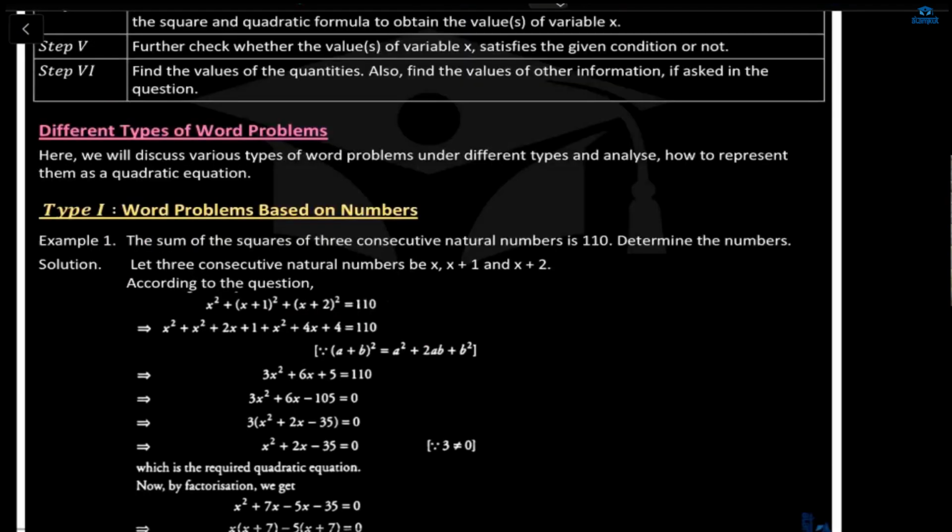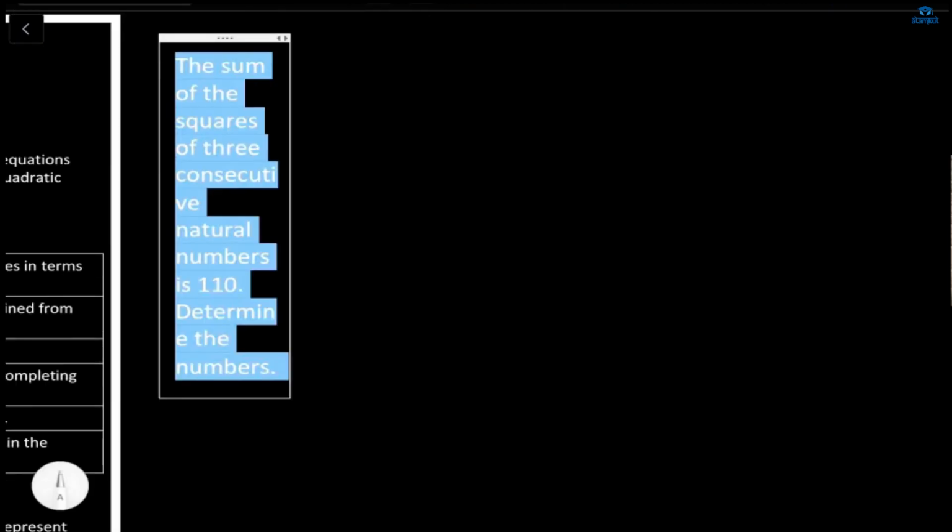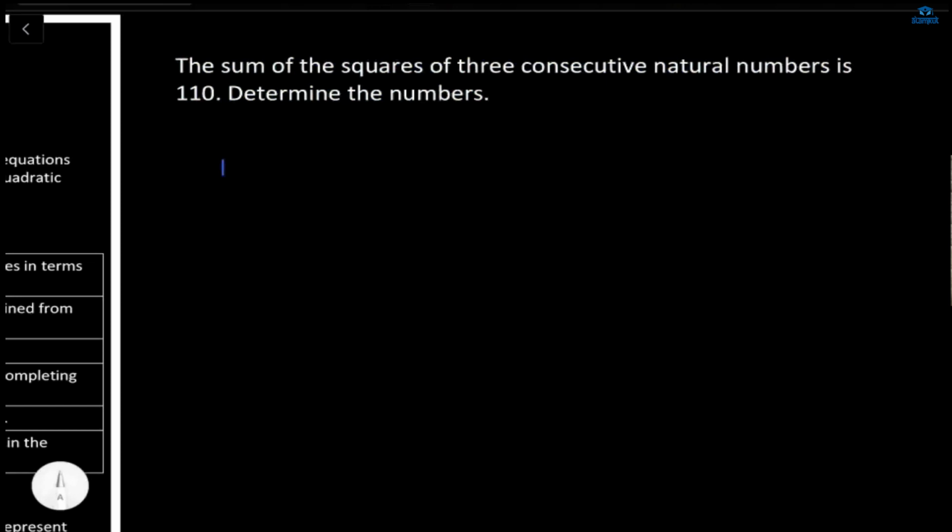Now, a word problem based on numbers. Let's see what the question is. The sum of the squares of three consecutive natural numbers is 110. So if you add the squares of three consecutive natural numbers, it is 110. Now, consecutive natural numbers means one after another. That is, if you start from 1, it will be 1, 2, 3. If you start with 5, it will be 5, 6, 7.